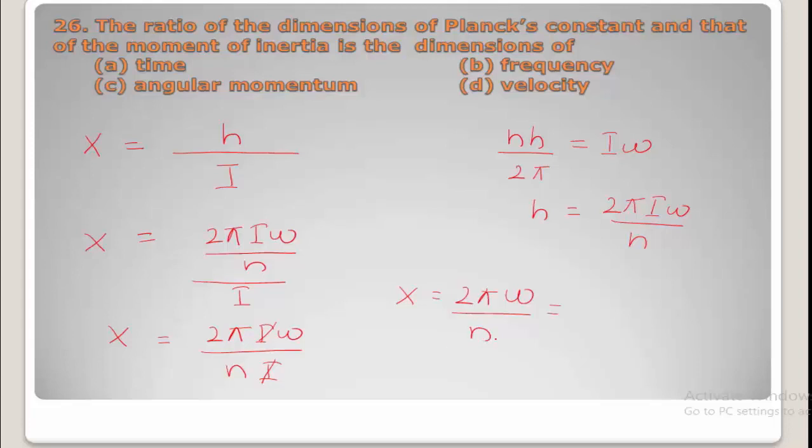2, pi, and n are constant values. They do not have any dimension. So the remaining is omega. So this physical quantity x has the dimensions of omega, frequency, that is T raised to minus 1. Okay, frequency. Option B is the correct answer.